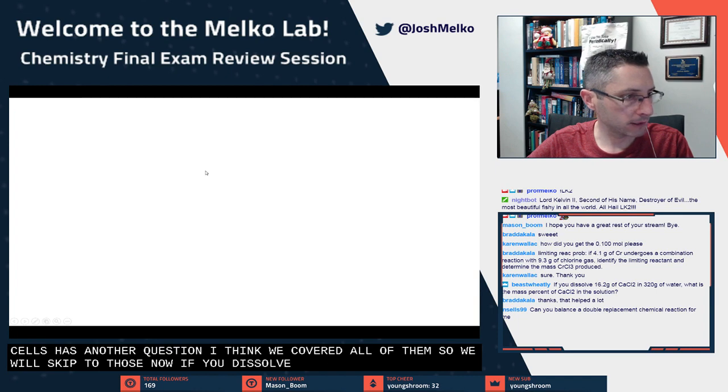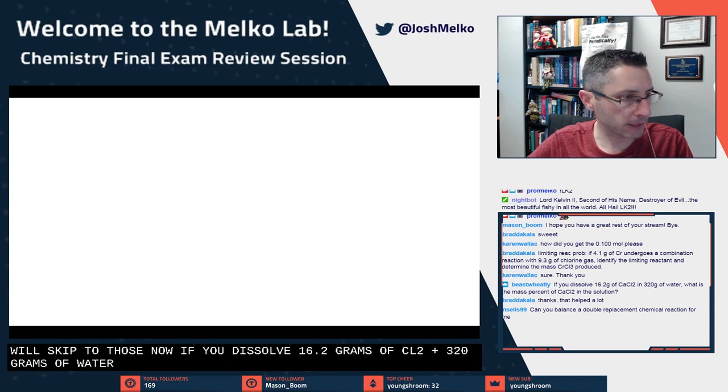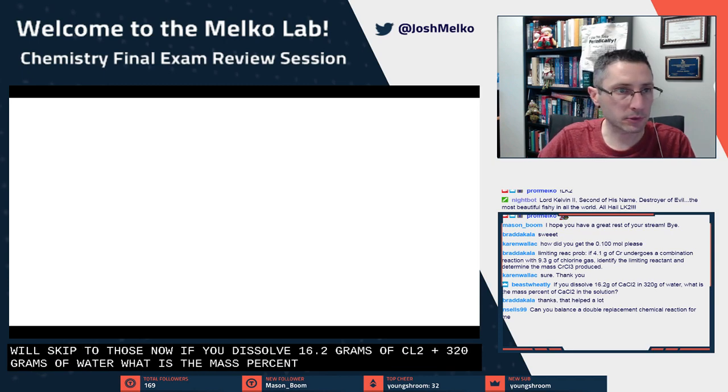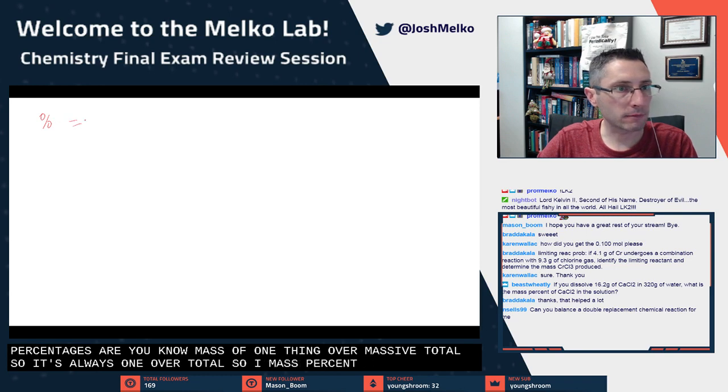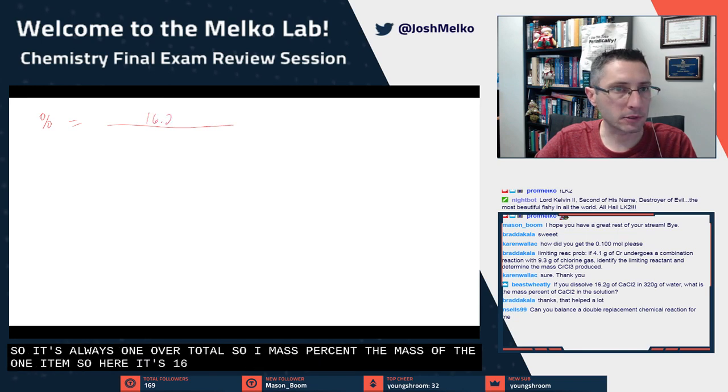If you dissolve 16.2 grams of CaCl2 in 320 grams of water, what is the mass percent? Yeah, we haven't done a mass percent one yet. Mass percent, like all percentages, is mass of one thing over mass of total. So it's always 1 over total. So a mass percent is going to be the mass of the one item. So here it's 16.2 grams of CaCl2.